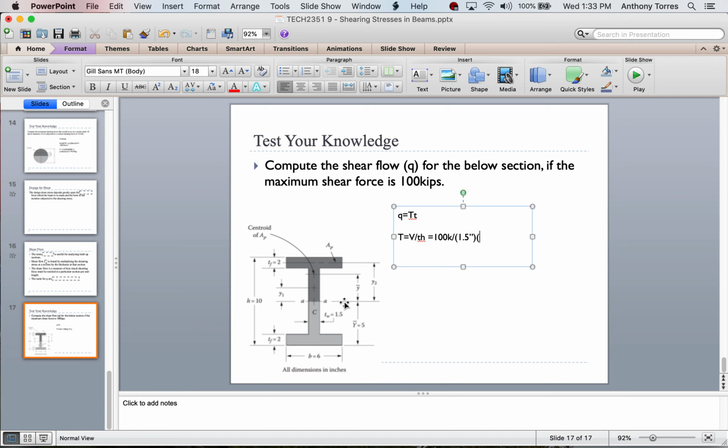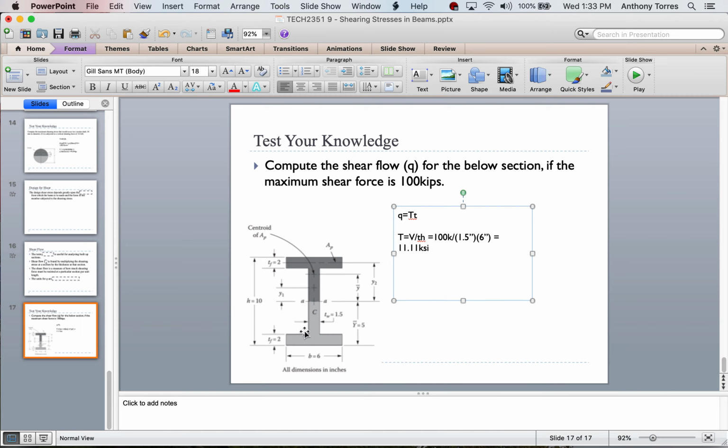Now that needs to be multiplied by the height. Well, what height? 10 inches? 2 inches? Well, remember where the maximum shear stress is. It's on the web and it goes down to basically nothing on the flanges. So it should be this distance from here to here, the web, which is 6 inches. And I plug all this in, I get 11.11 kips per square inch.